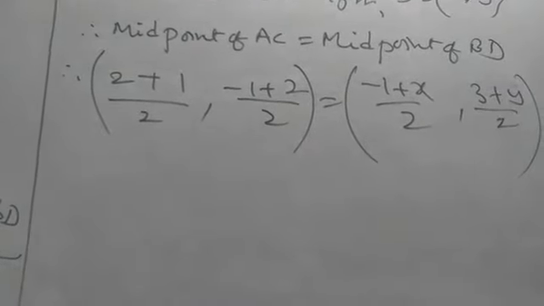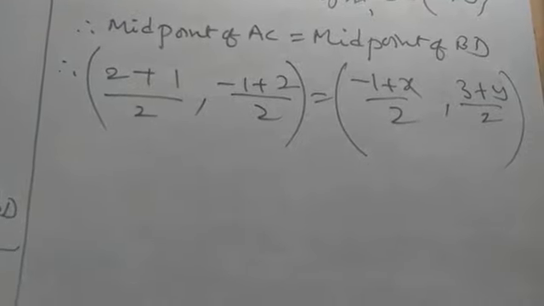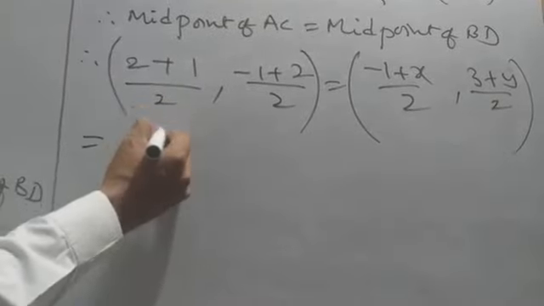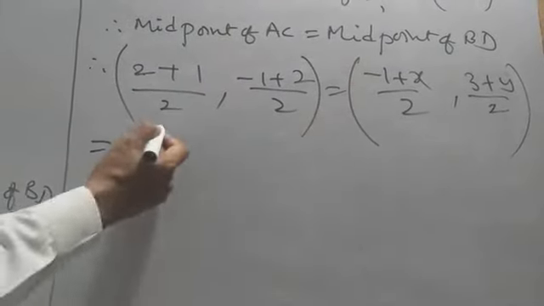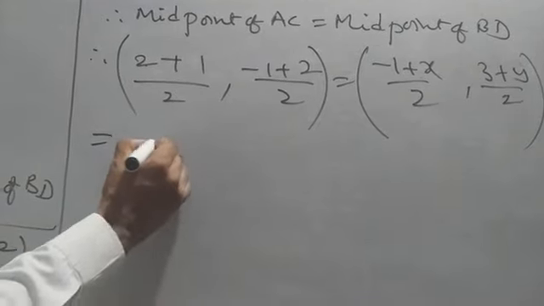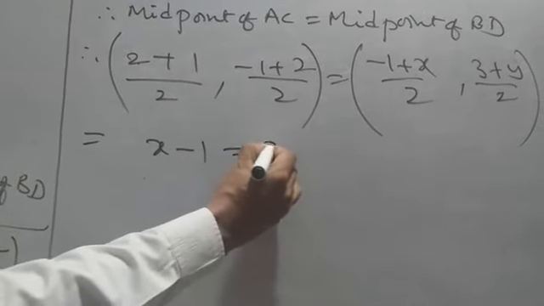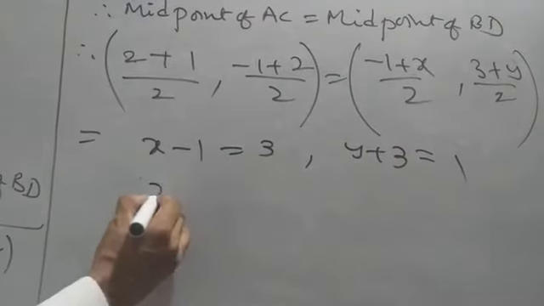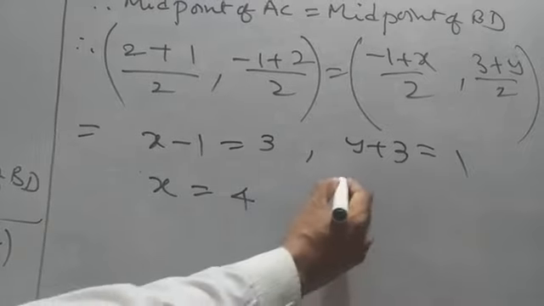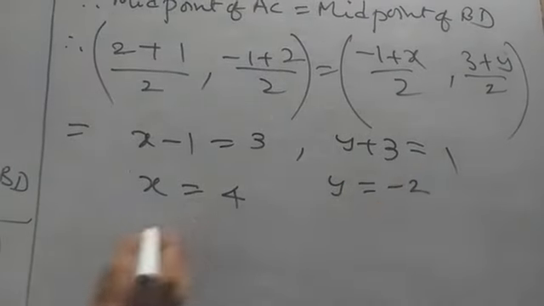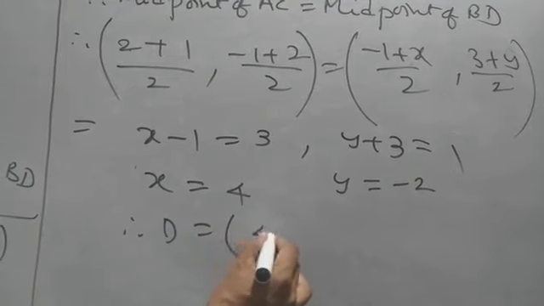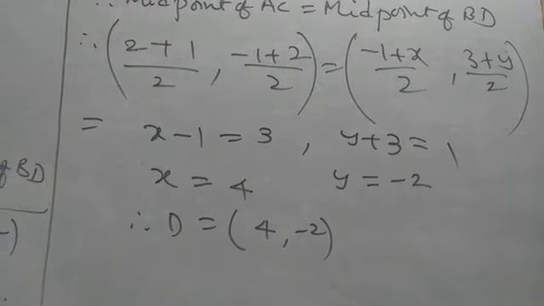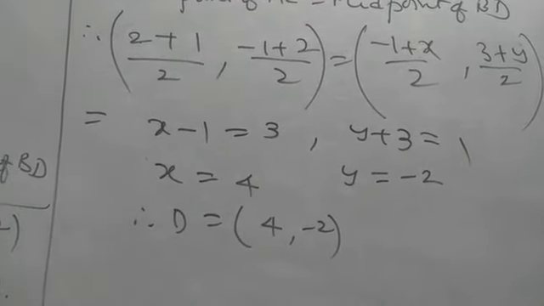So when two ordered pairs are equal, we can compare the corresponding coordinates. So this is nothing but 3 by 2, and this is (x minus 1) by 2, both having the same denominator. So we can conclude x minus 1 equals 3. Similarly, y plus 3 equals 1. Therefore x equals 4 and y equals minus 2. Therefore D equals (4, minus 2).